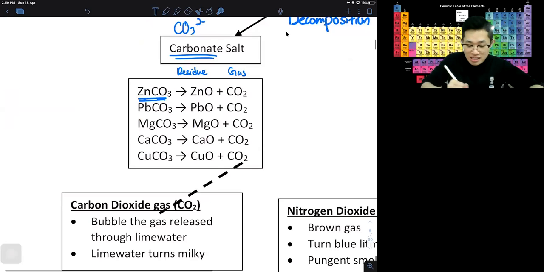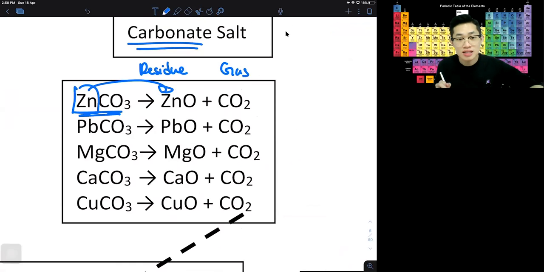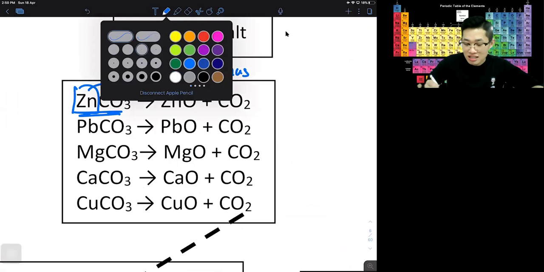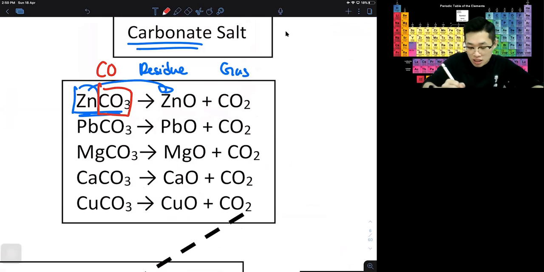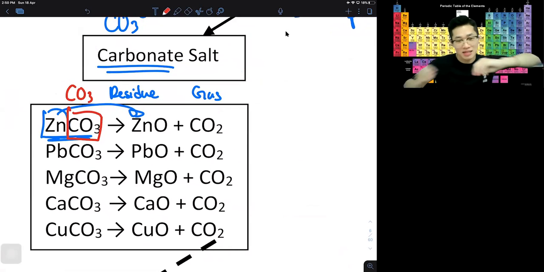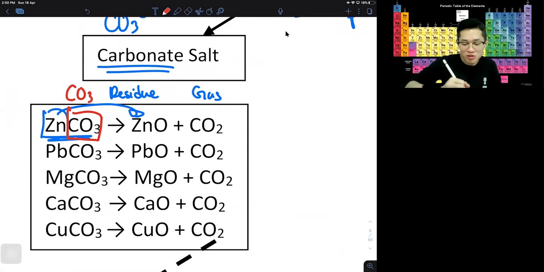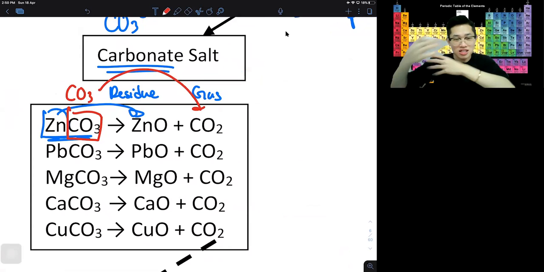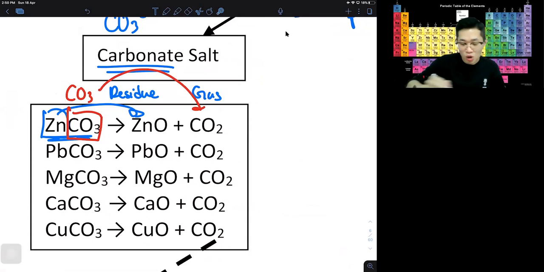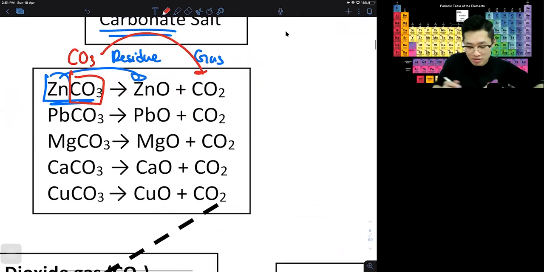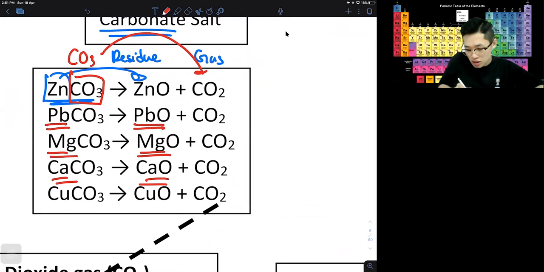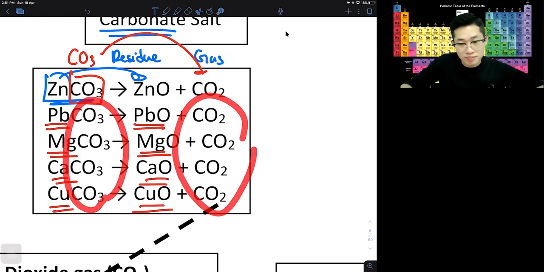If zinc is the metal, then zinc oxide. The gas comes from the CO3. Imagine CO3 is the mother; when the mother gives birth to a child, the child should look like the mother, right? So CO3 will produce CO2, almost similar. And the rest: Pb, PbO; Mg, MgO; Ca, CaO; Cu, CuO. CO3 gives CO2. Finish.